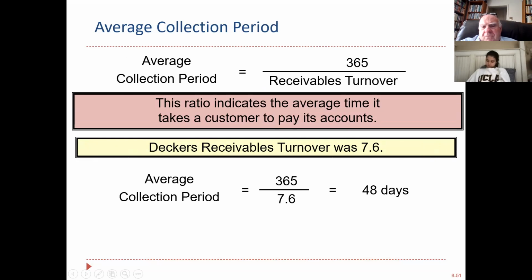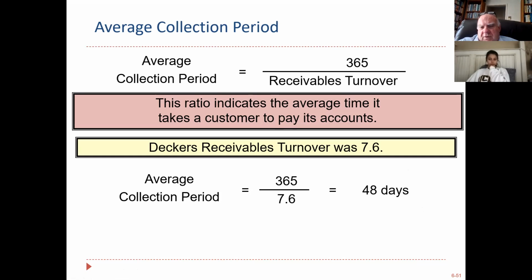So look at the second part of your formula. There are 365 days in 1 year. You divide that by the turnover, and as you can see here, you get 48 days. That's 48 days it takes them to collect from customers. From the moment they ship the product until they get paid is 48 days. And whether that's good or bad is up to each company.